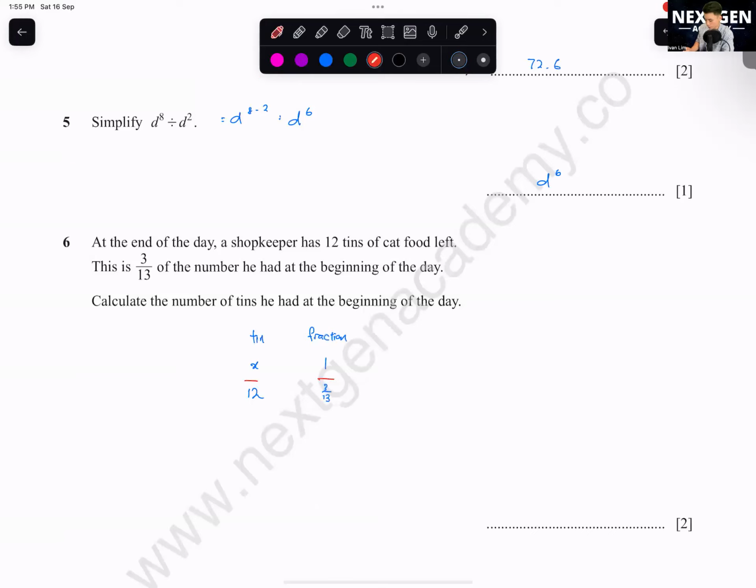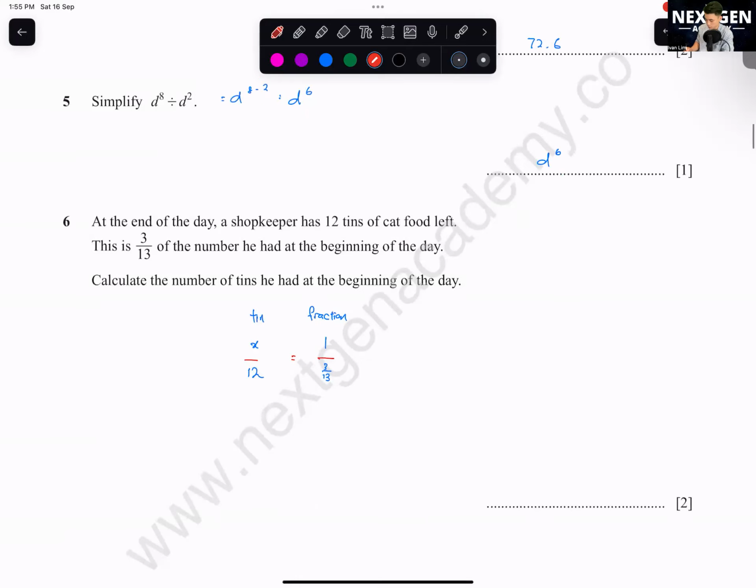So you're going to convert this ratio into a fraction equation. For me to find x, I cross multiply here. X equals 12 divided by 3 over 13. We can write it and divide, so you get 52. If you want to write 12 times 13 over 3, also can.